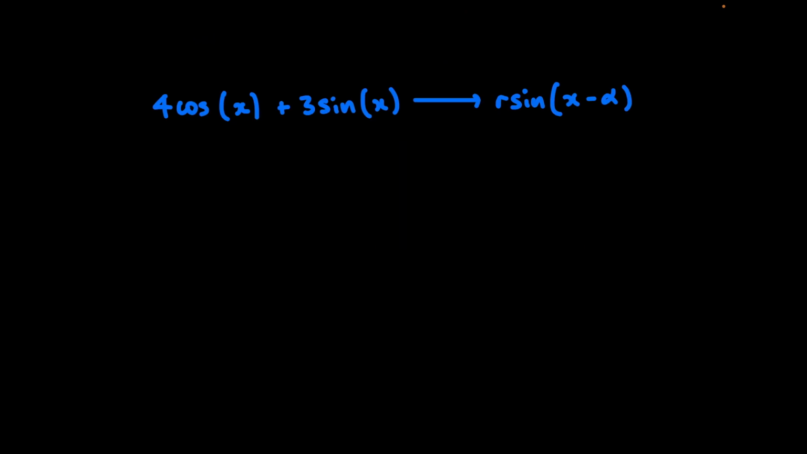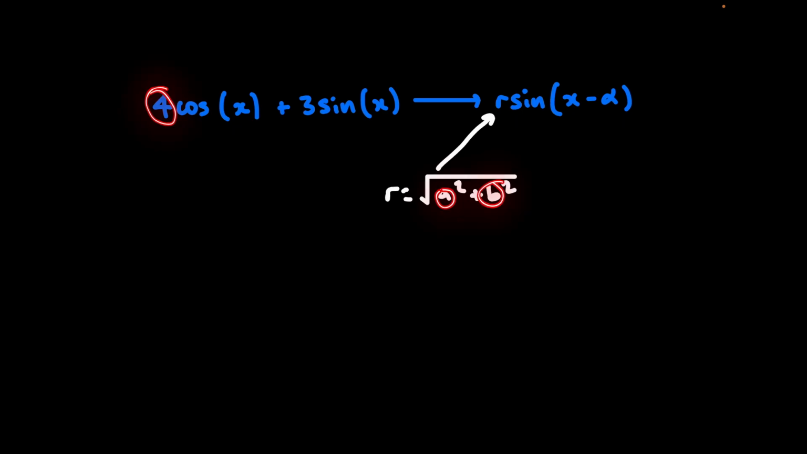So this is our first one here. We have 4 cos x plus 3 sin x, and we need to make it look in this form here. The first thing we can do is identify what the value of r is. To work out the value of r, we can simply use the formula that says r is equal to the square root of a squared plus b squared. In this case, a and b are simply the coefficients of cos x and sin x.